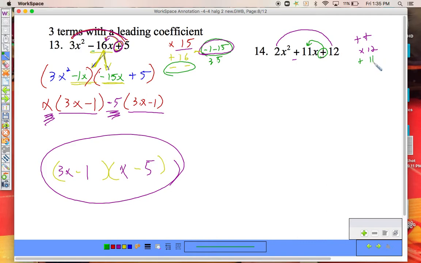The two numbers I'm looking for need to multiply to give me, let's back up. I did my math wrong. I said it, but I didn't do it right. We're going to multiply to give us 24. 2 times 12. So back up a step. That 2 times 12 gives me a 24, not 12. So I need to multiply to get 24 and add to give me 11. So I can go 1 and 24, 2 and 12, 3 and 8, 4 and 6. So I'm going to use 3 and 8, and they're both positive.